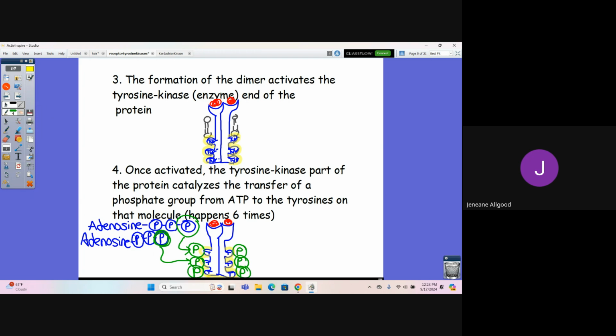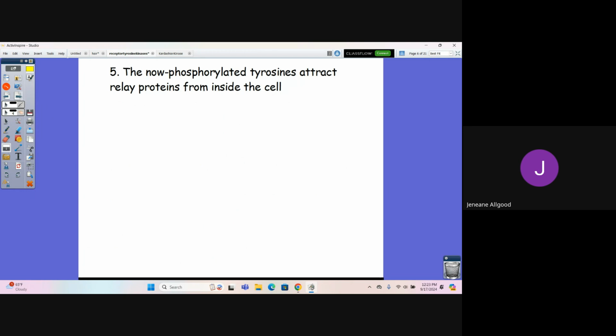So far, so good. Okay, let's keep going. So the now phosphorylated tyrosines attract relay proteins, which are just other proteins that are going to do a specific job from inside the cell. So I can make this kind of big.